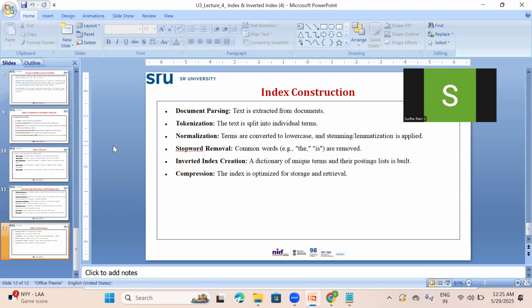Document parsing. Text is extracted from documents. Tokenization. The text is split into individual terms. Normalization. Terms are converted to lowercase and stemming or lemmatization is applied. Stop word removal. Common words are removed. Inverted index creation. A dictionary of unique terms and their posting lists is built. Compression. The index is optimized for storage and retrieval. This is some explanation regarding the indexing. And now let us move to the next topic.